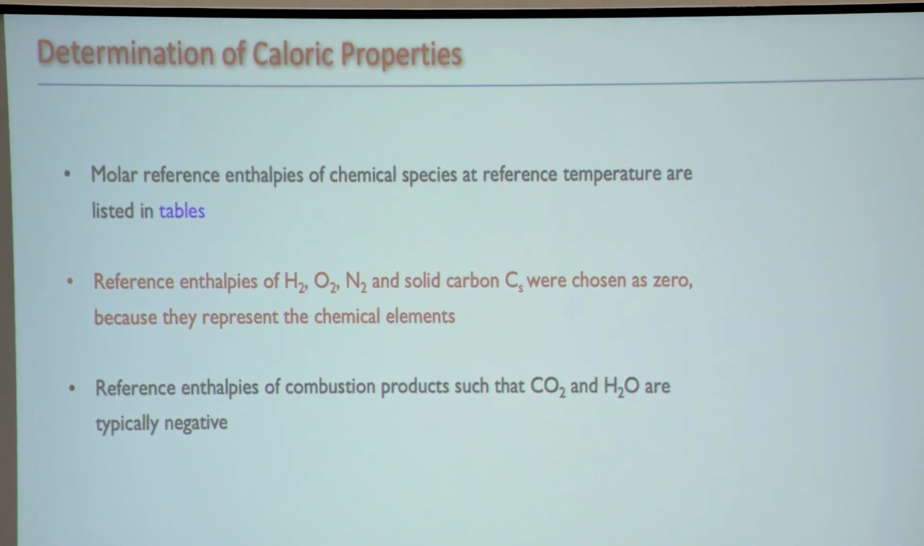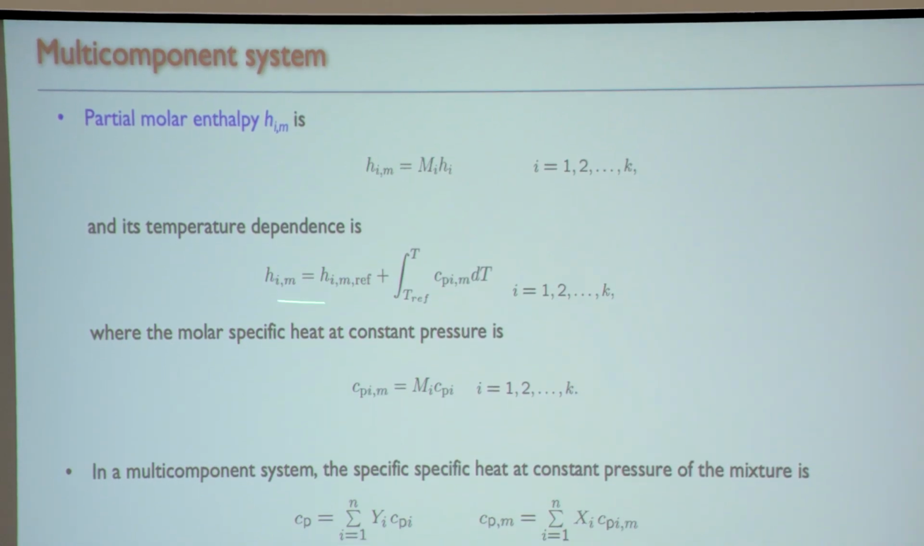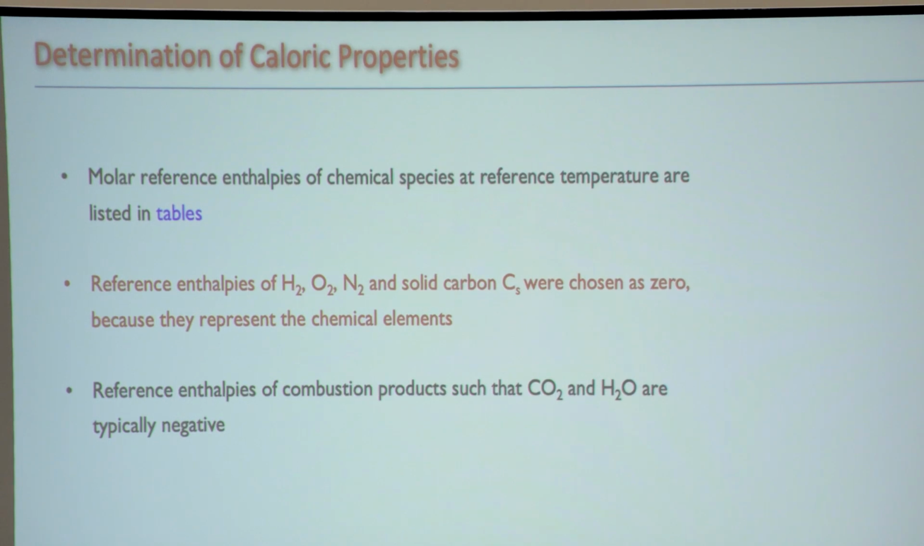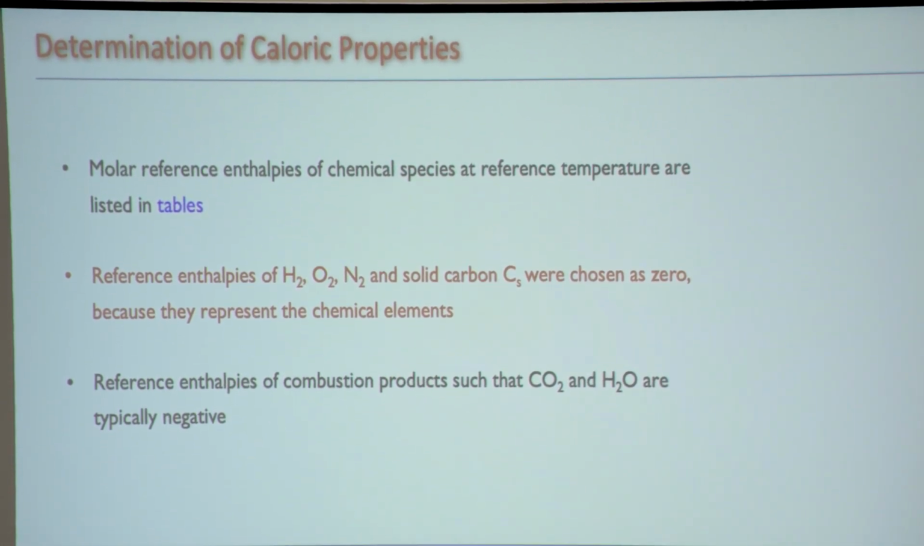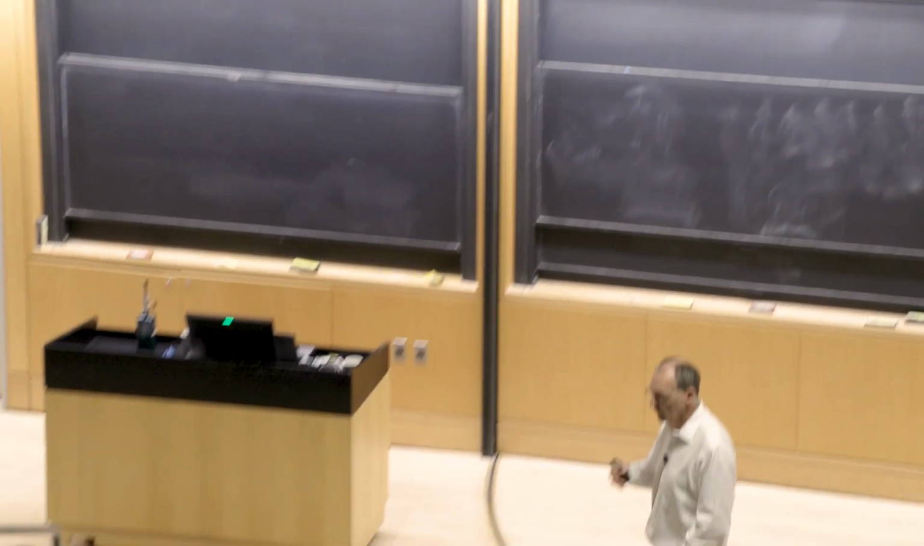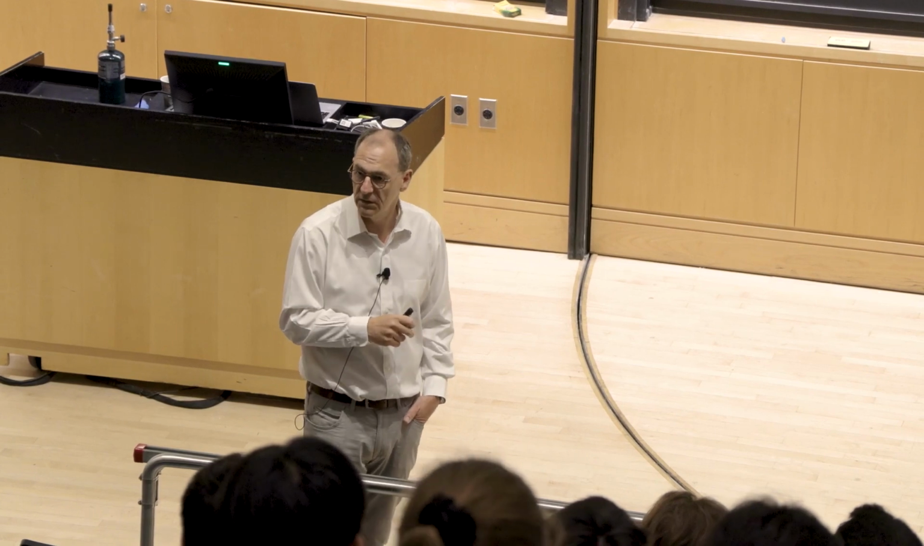And then, how do you determine these enthalpies? I mean, you determine them by just integrating this equation. For this, you need to know the CP, and the CP is usually stored in tables. You know, there are tables that tell you this. Now, one thing that's interesting is that you need to have a consistency between different species. You need to have a consistent definition of the reference for different species.